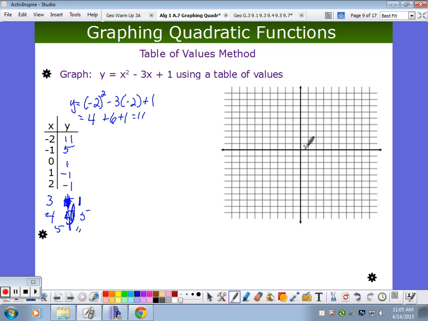Okay, so we can graph this now. -2. I think 11 is off the page a little bit. But if it's -2 and -1 and then 0, 1 and 2, wouldn't 1 and 2 be -5 and -5?